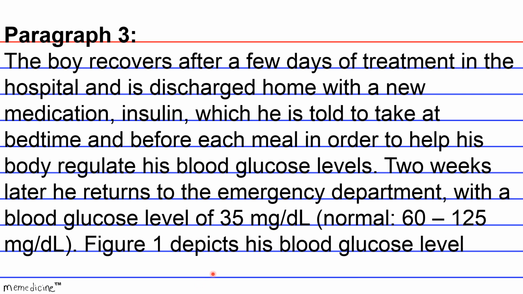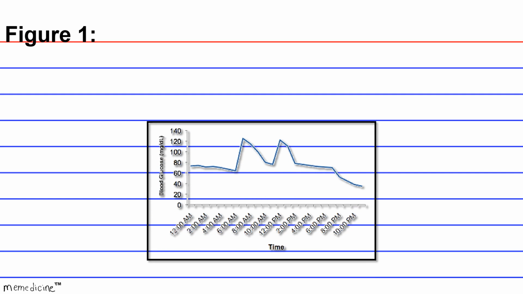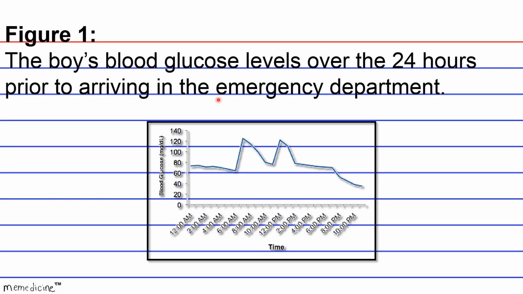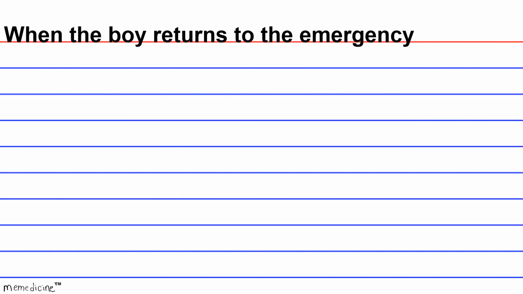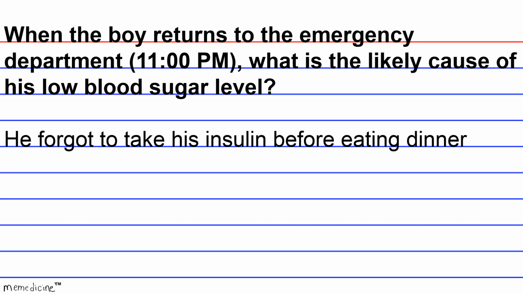Figure 1, as you'll see next, depicts his blood glucose level throughout the day prior to coming to the emergency department. So figure 1, the boy's blood glucose level over the 24 hours prior to arriving at the emergency department. When the boy returns to the emergency department at 11 p.m., what is the likely cause of his low blood sugar level?